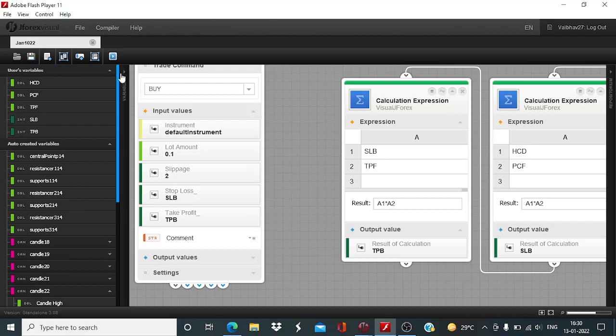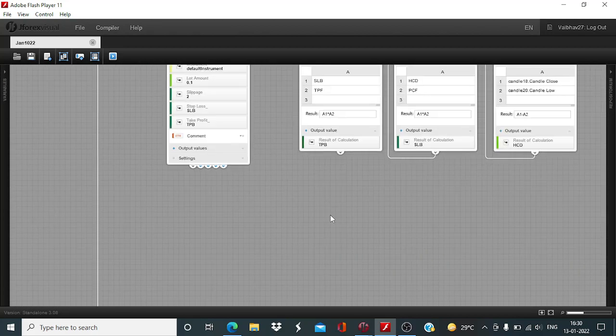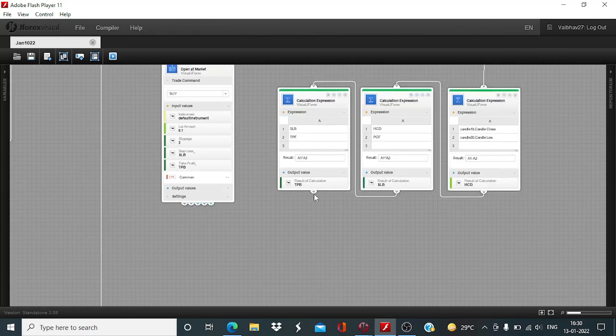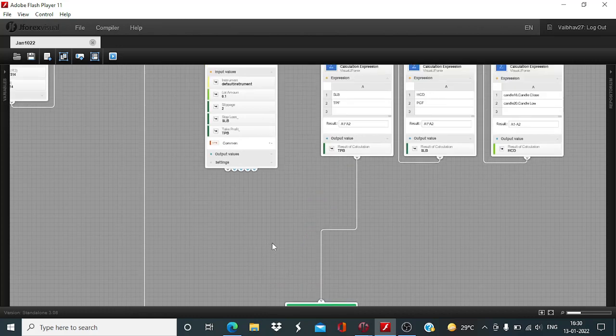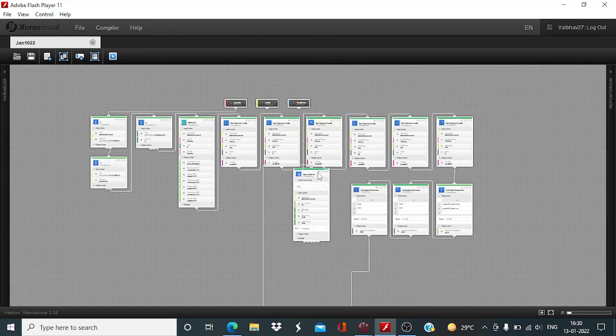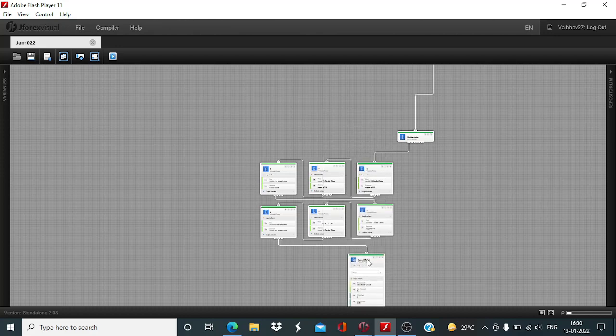Alright, so we have completed the defining of the various variables for the trade command block, and that means our buy side is ready.